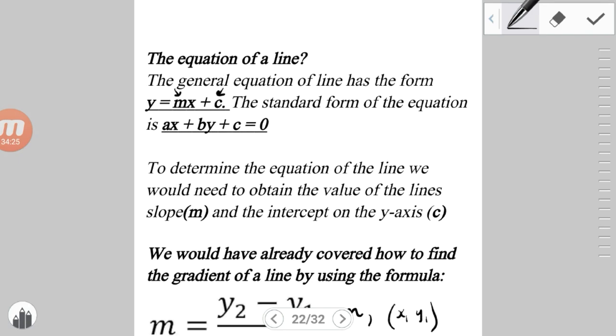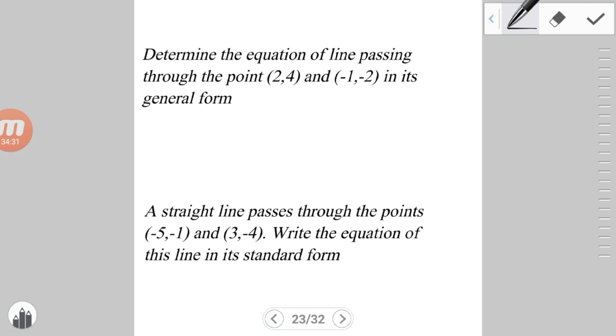Let's go back to look at its general form. The general equation of a line is y equal mx plus c. Let's have a look at that. The first thing we need to do is to calculate m. So m is equal to y2 minus y1 divided by x2 minus x1. This is more practice for us when it comes to gradient.